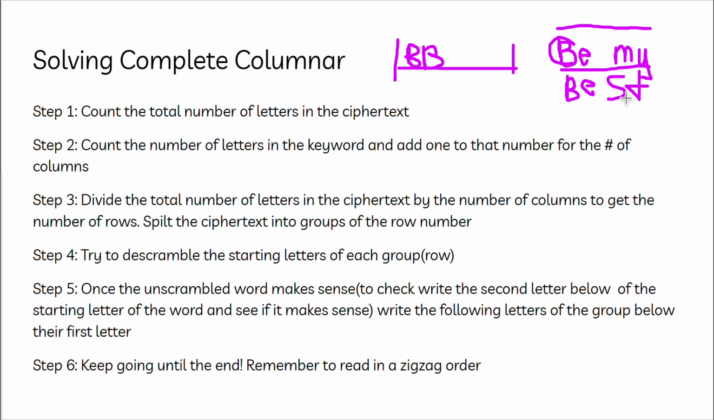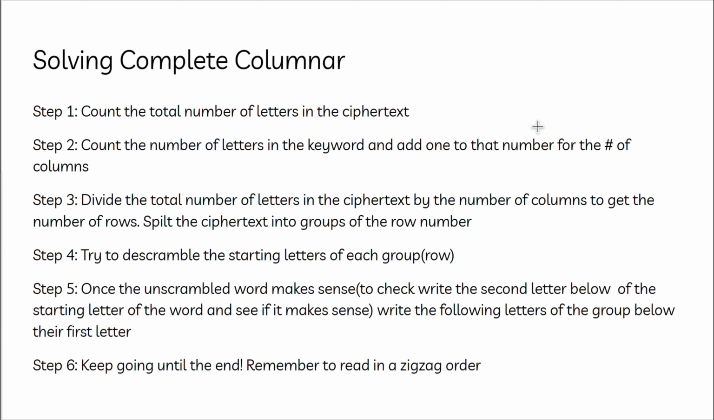It just has to make sense if you put the second letters and that makes a word or a phrase. Then continue on from step 5: write the following letters of the group below the first letter. So the entire cipher words, you would just write underneath vertically. Step 6 is keep going until the end, and then again, remember to read in a zigzag order. I know this might be a lot to grasp at first, but we will go over 2 examples, so it will make a lot more sense once we complete them.